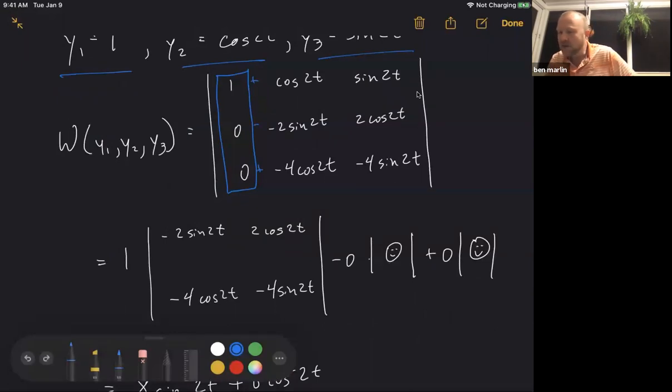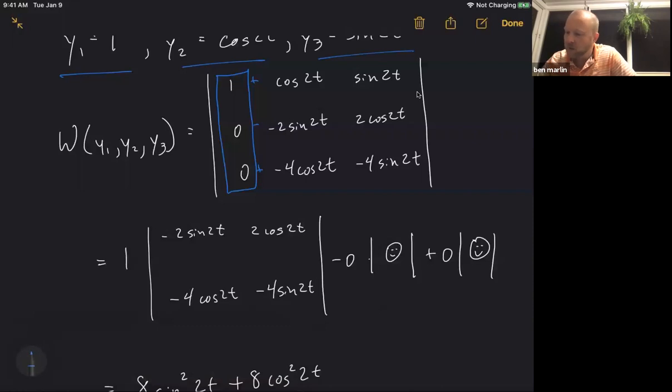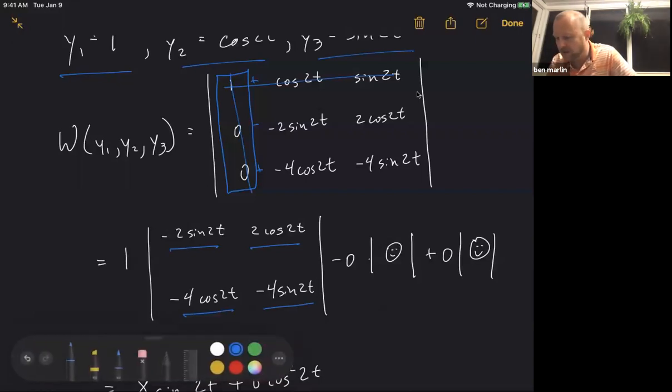And then the thing that we get to multiply by the 1, we get from crossing out the row and the column that the 1 is in. So here we get the 2 sine 2t, minus 2 sine 2t, 2 cosine 2t, and then the 4 cosine 2t, and minus 4. You can see what I wrote there, okay? Those things. And we're just copying them down from where they appeared above, right?